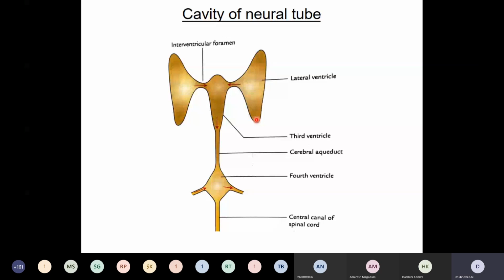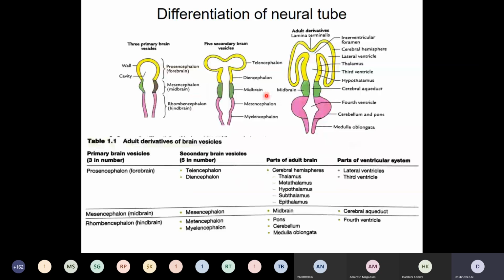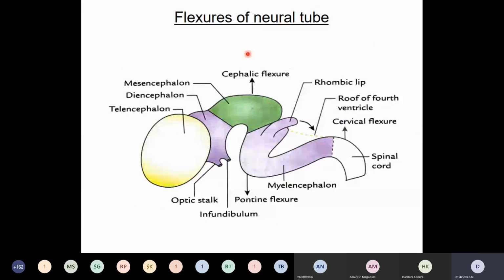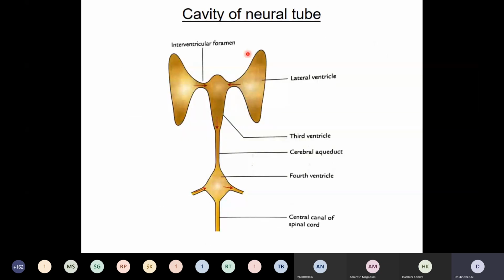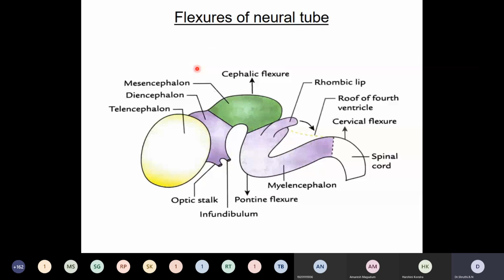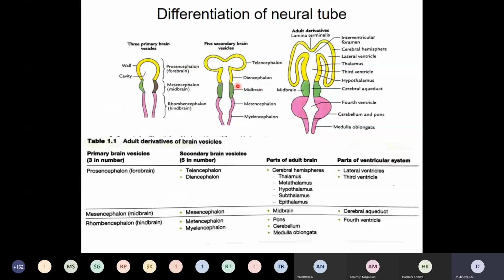So that is about the flexures, and I said it is a tube. Neural tube is a tube, right? It has a cavity inside. We came to know that the lining of it forms the wall, and what happens to the cavity as such now? So the cavity of the neural tube remains as ventricles. Okay. So on either side, you just keep this structure in mind.